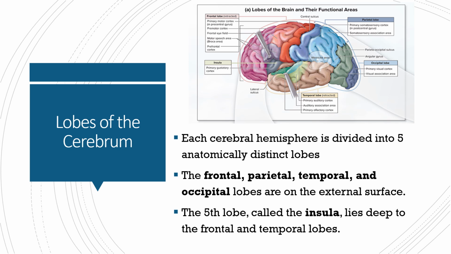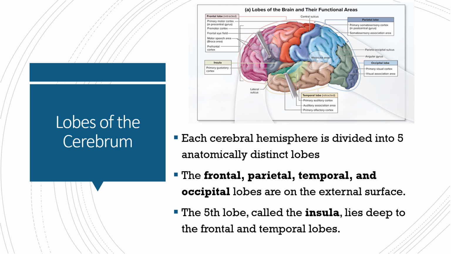The frontal lobe, which is positioned at the front of the brain, is responsible for functions such as voluntary movement, decision-making, and personality. The parietal lobe, which is located on the top and back, is involved in processing sensory information, spatial awareness, and perception. The temporal lobes, which are found on the sides of the brain, are crucial for auditory processing, memory, and language comprehension.